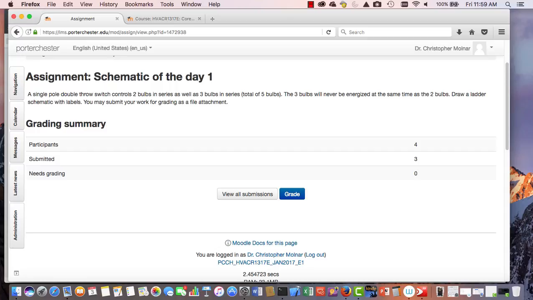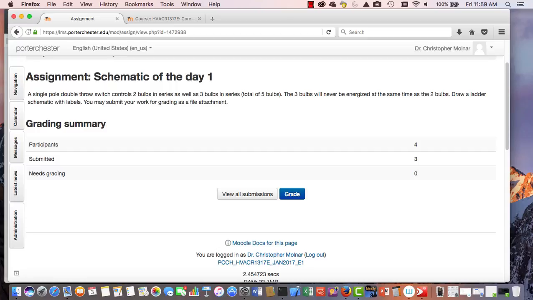What we're asking the students to do is draw a single pole double throw switch that controls 2 bulbs in series as well as 3 bulbs in series. In other words, we have a total of 5 bulbs. The 3 bulbs will never be energized at the same time as the 2 bulbs. Now we want this in a ladder diagram with labels.